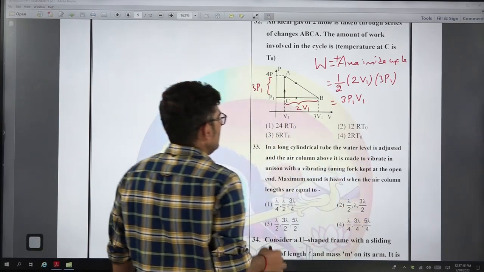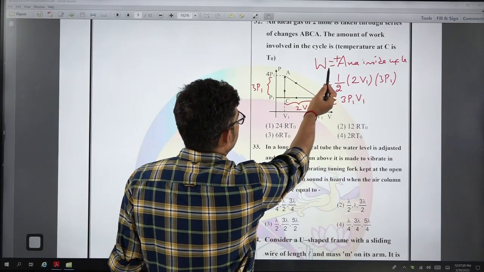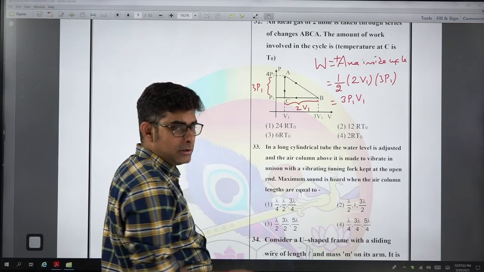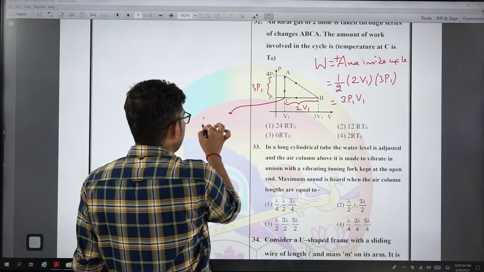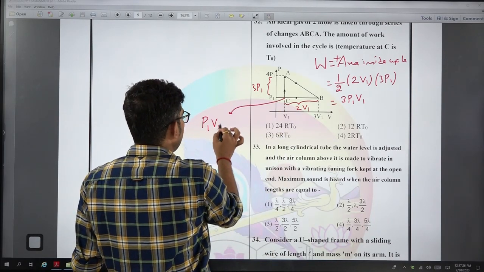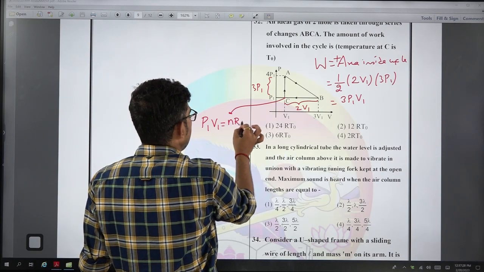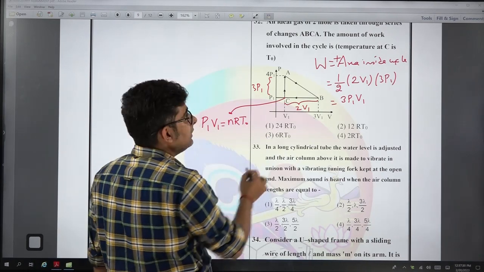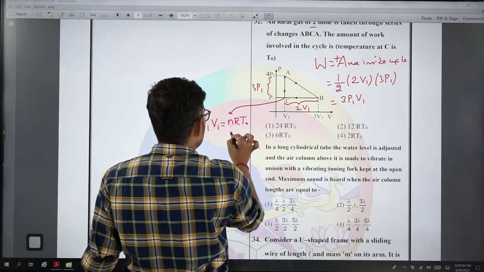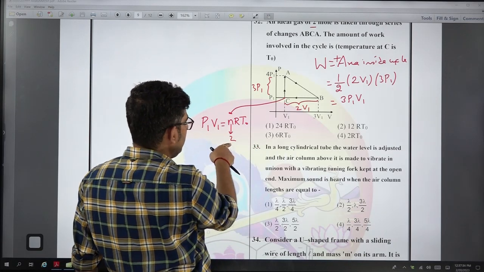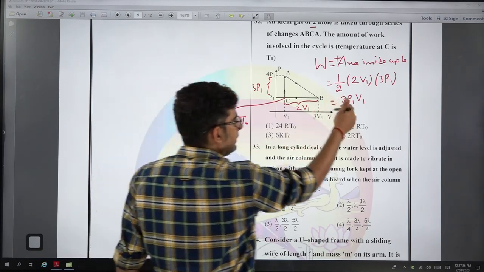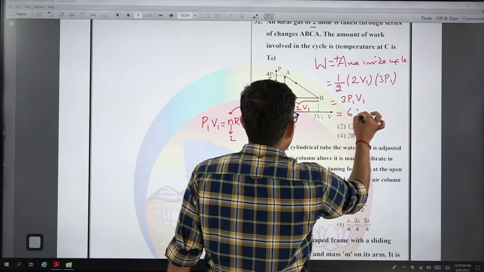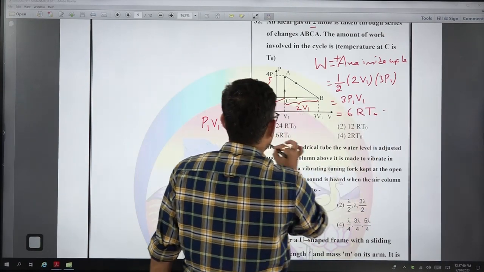So this one becomes 3P1 V1. Now they have given the temperature at C is T0. So do we know PV equals nRT? So P1 into V1 is equal to nR, temperature is T0. How many moles? 2. n is 2. So P1 V1 is 2R T0. So this one will become 6 R T0.